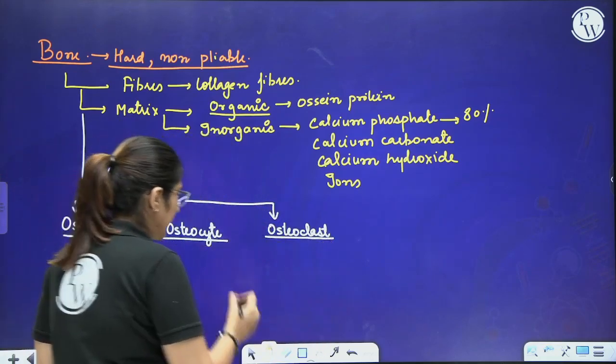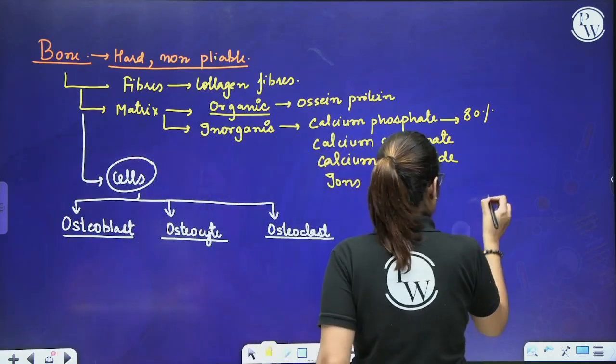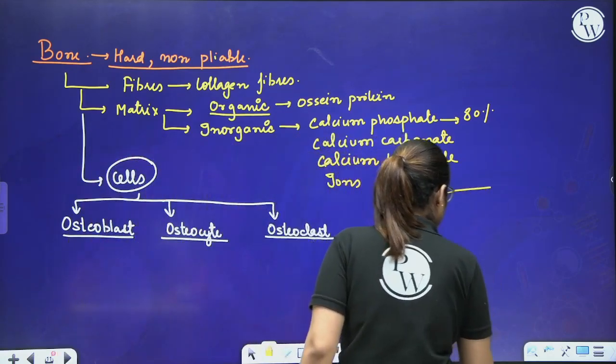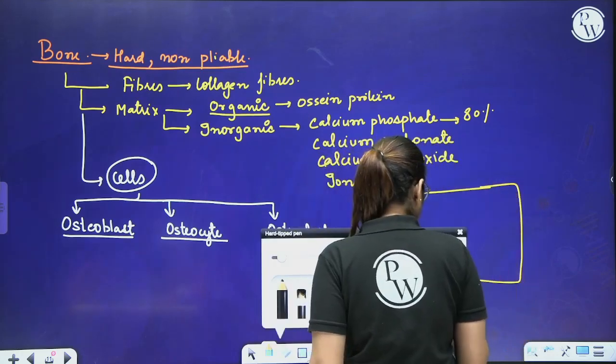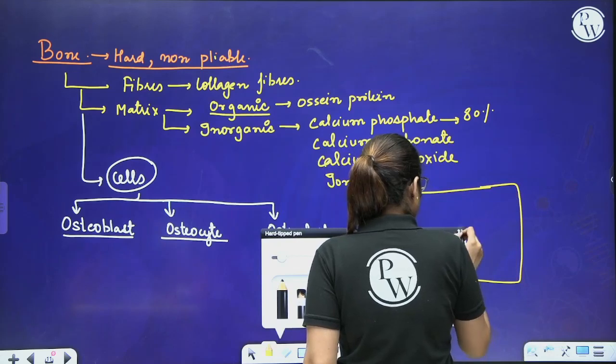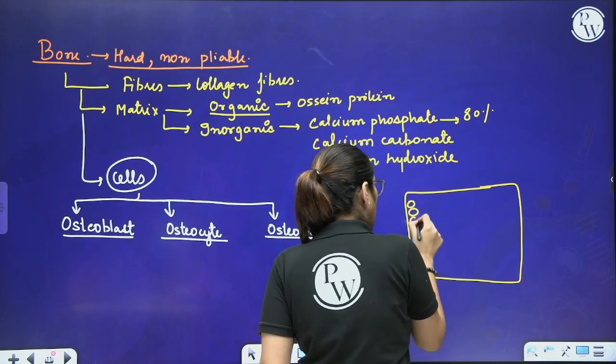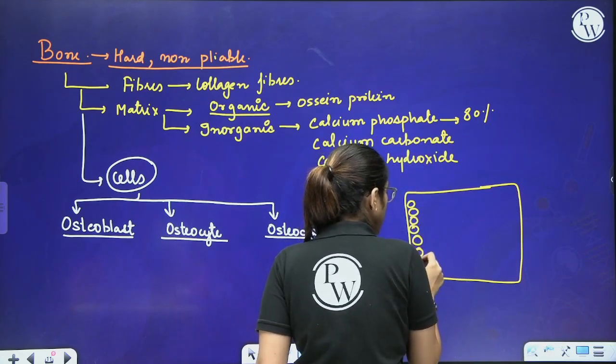Clear? Now let's see, this is the outermost layer. Let's make this diagram so that you can have a better understanding. Here, the osteoblast cells are present.